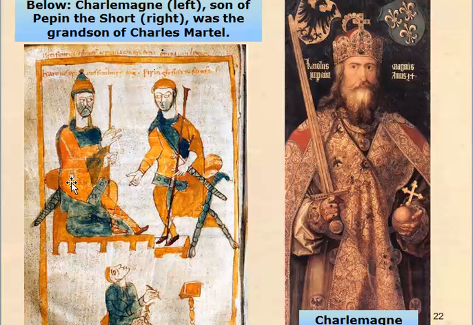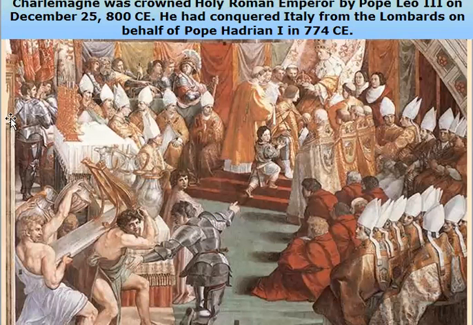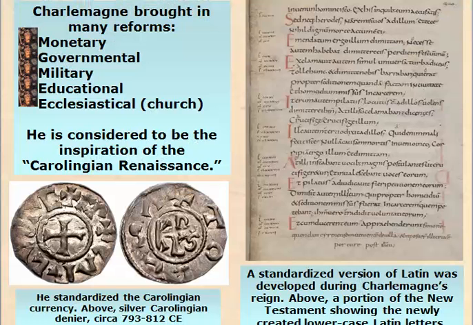So down here, this is Charlemagne, the son of Pepin the Short, who was the grandson of Charles Martel. Here's Charlemagne, the figurehead for the Holy Roman Empire, which is to come. Charlemagne was crowned by Pope Leo III on December 25th, 800 CE. He had conquered Italy from the Lombards on behalf of Pope Hadrian I in 774 CE.